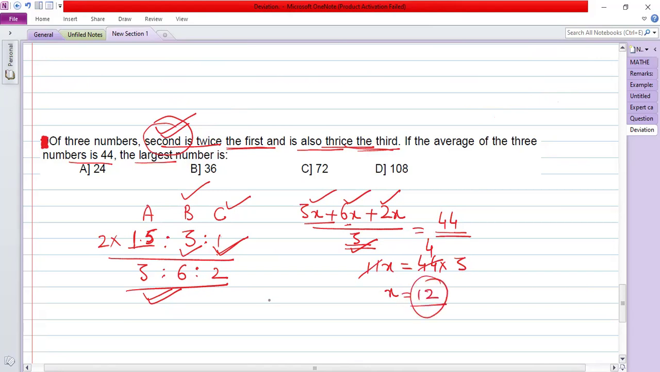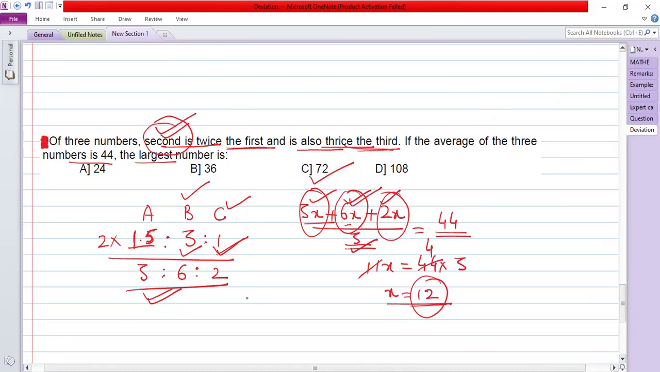Okay. So if x is 12, what will be the largest number? Actually, the largest number is 6x. Since x is 12, the largest number will be 72. Similarly, we can find the other two numbers also. Okay, so this is one way, and there is another way.